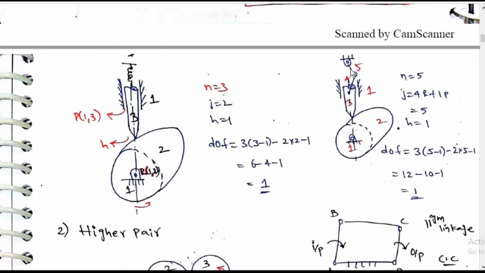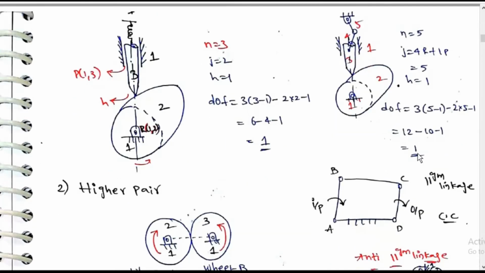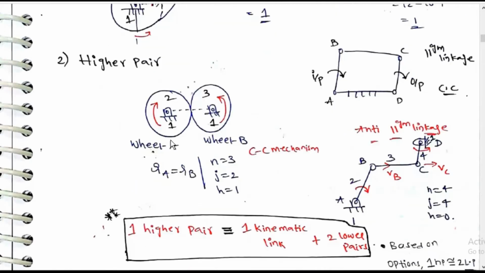If the spring is replaced by 2 links with 1 revolute pair, N is equal to 5, J is equal to 4 revolute plus 1 prismatic is equal to 5, H is equal to 1. From this also we get degrees of freedom is equal to 1. Higher pair: RA is equal to RB, N is equal to 3, J is equal to 2, H is equal to 1, crank mechanism. This can be replaced by a parallelogram linkage.